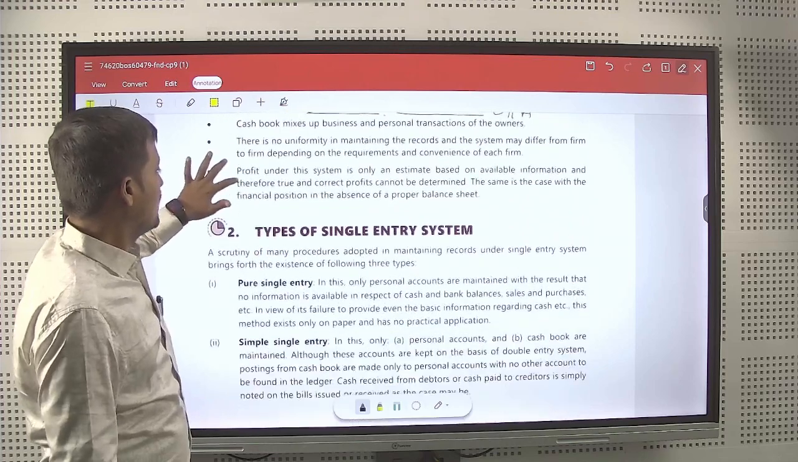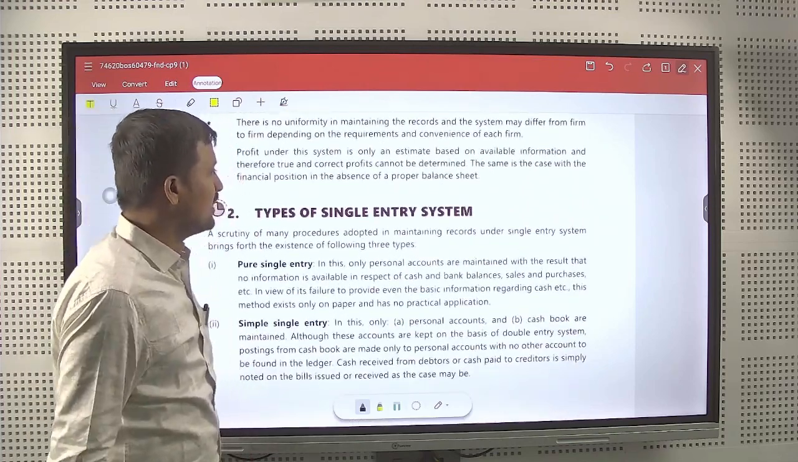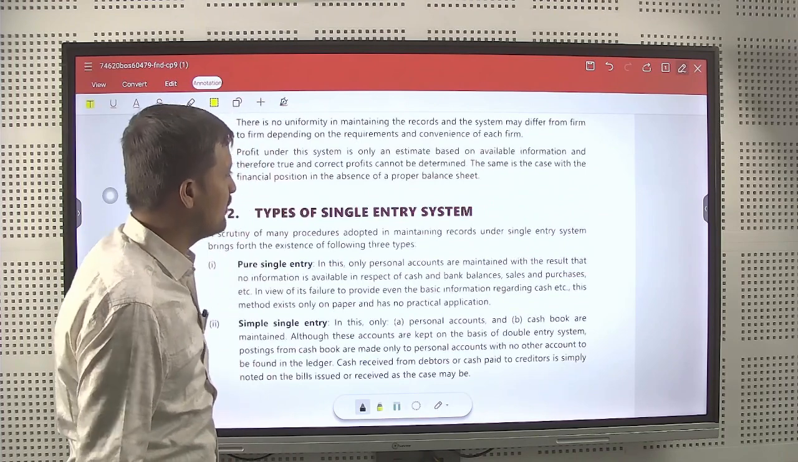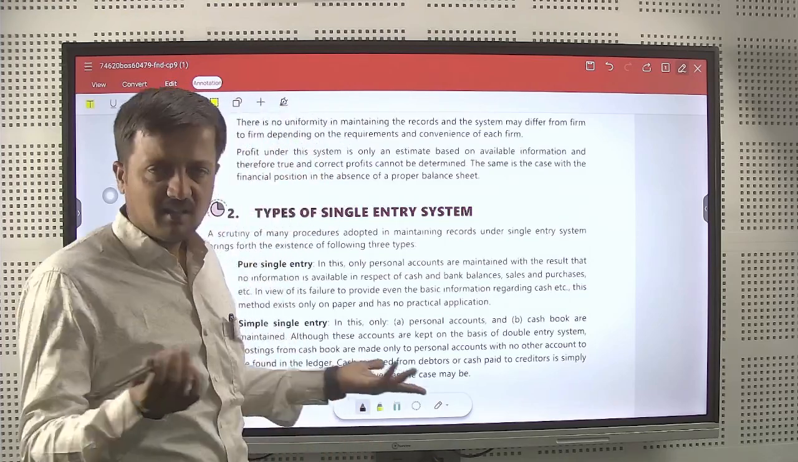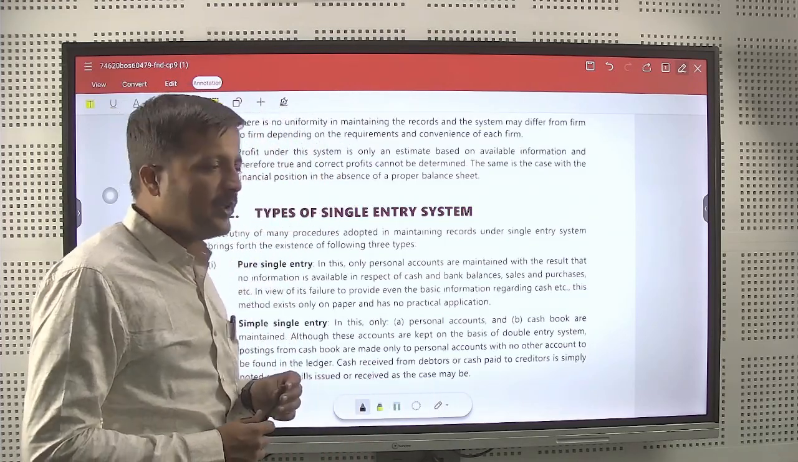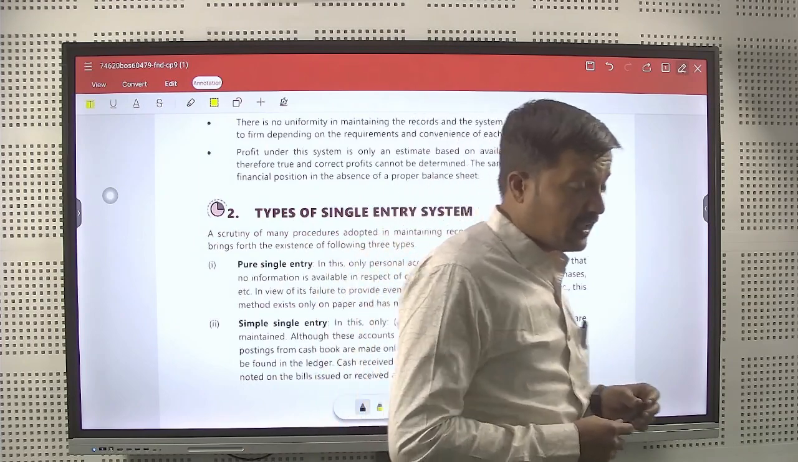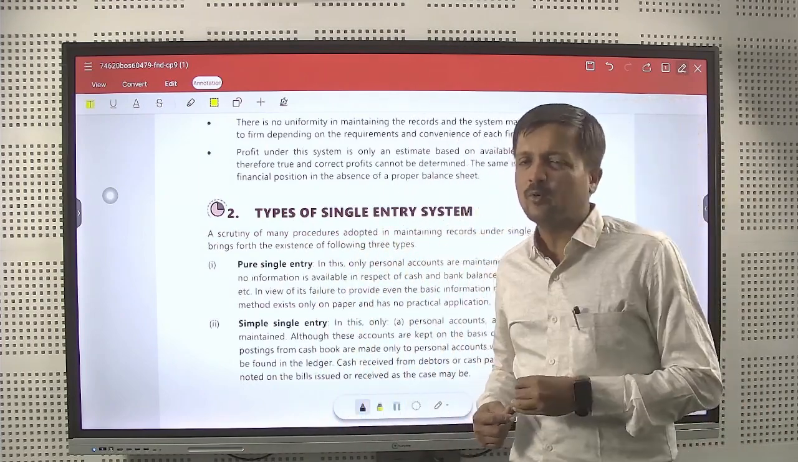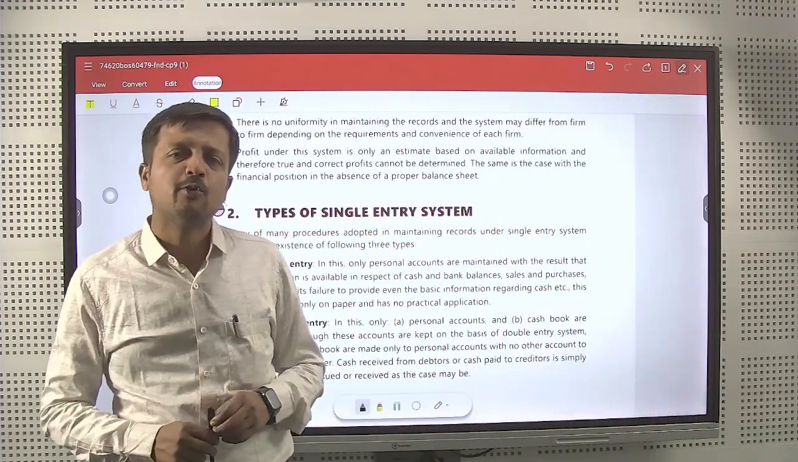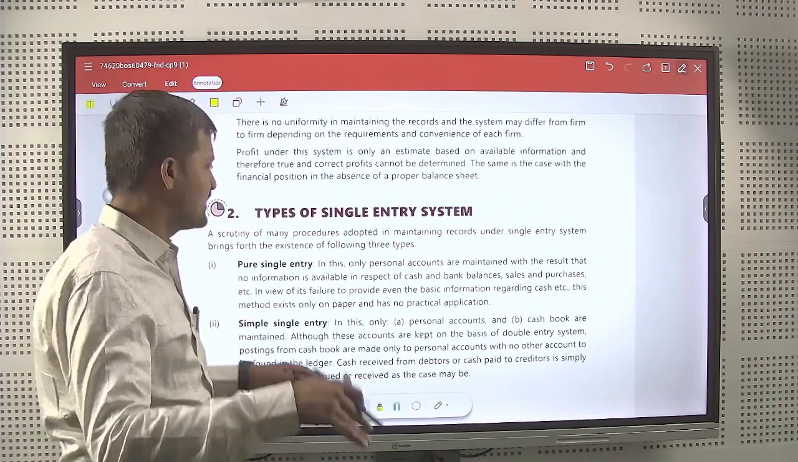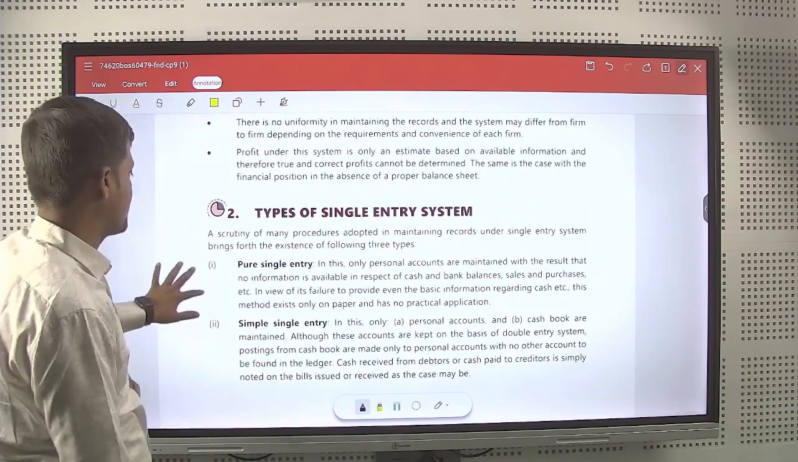Then profit under this system is only an estimate based on the available information, and therefore true and correct profits cannot be determined. Yes, because when you don't have all the journal and all the ledger accounts, you cannot ascertain profit and loss, because it's very difficult, or impossible, for you to prepare a trial balance.